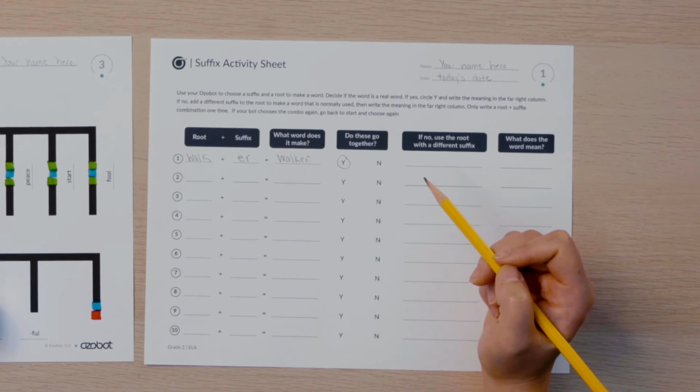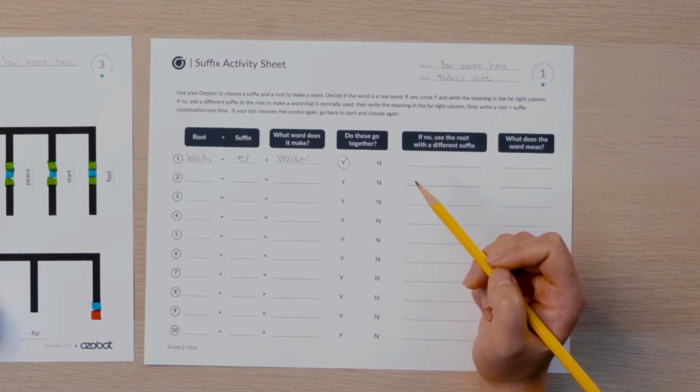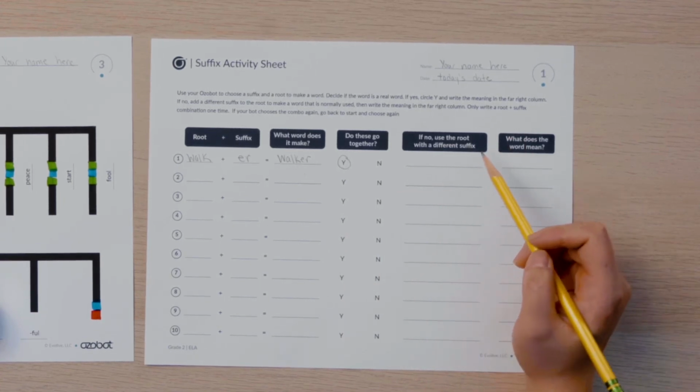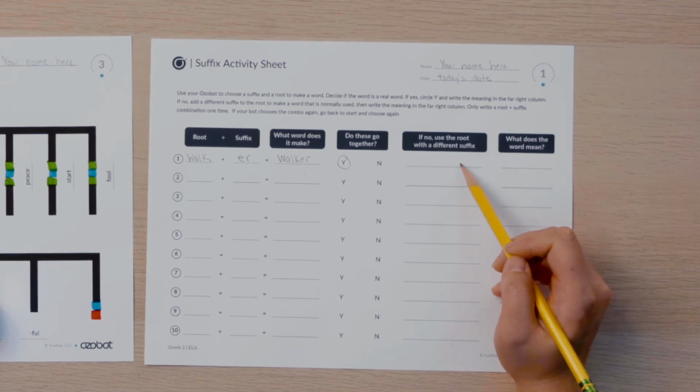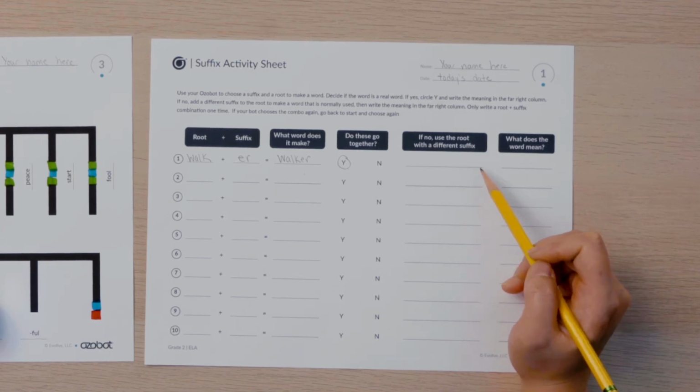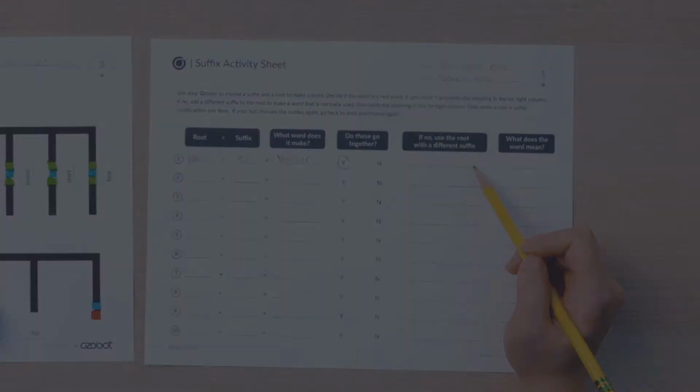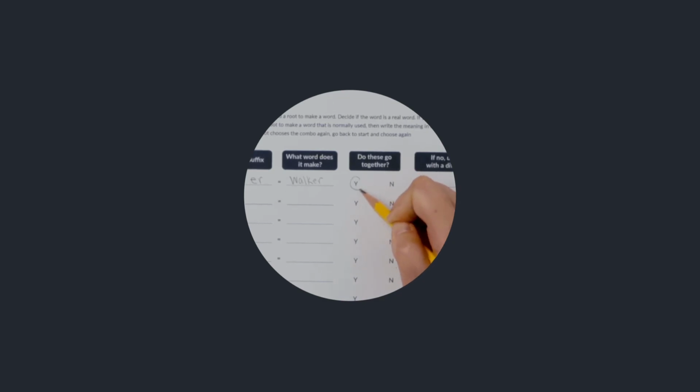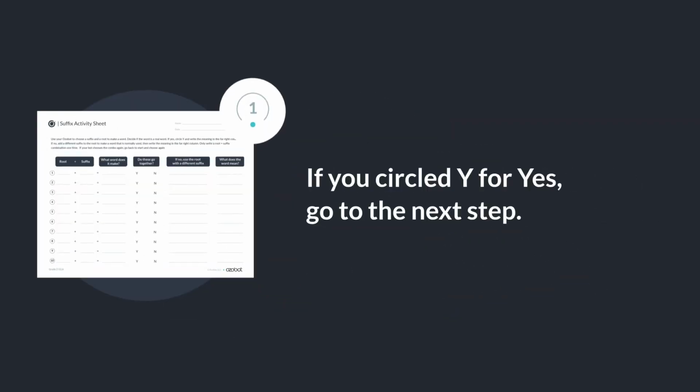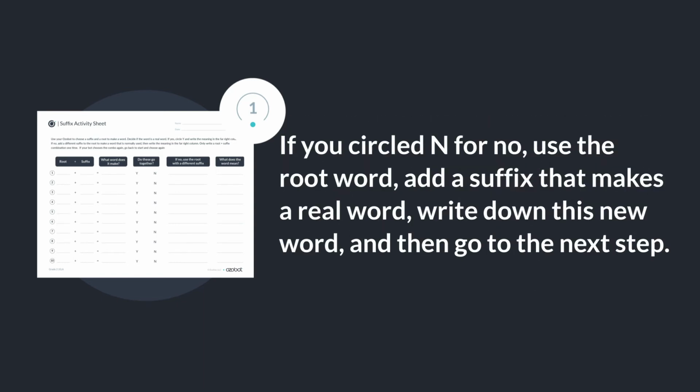If you circled N for no, take the root word and add one of the other suffixes to make a new word. Then write this new word on the next line. If you circled Y for yes, go to the next step. If you circled N for no, use the root word, add a suffix that makes a real word, write down this new word, and then go to the next step.